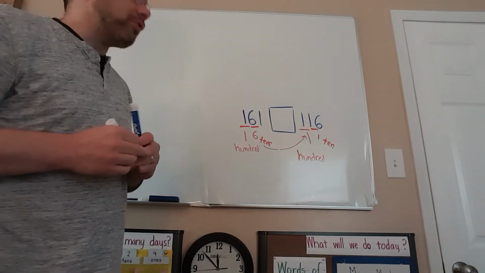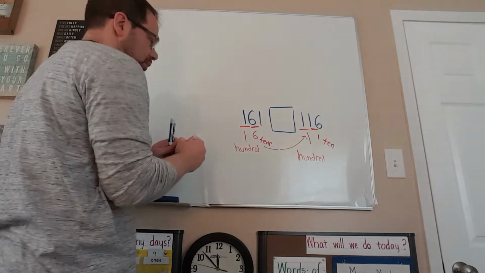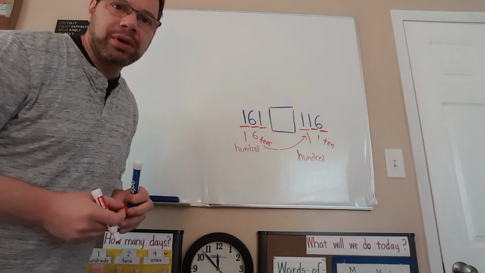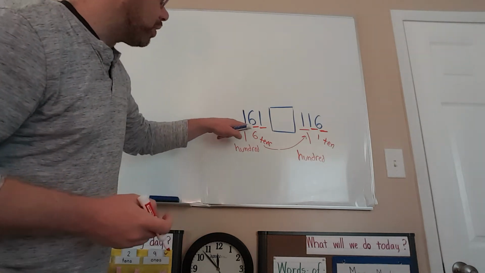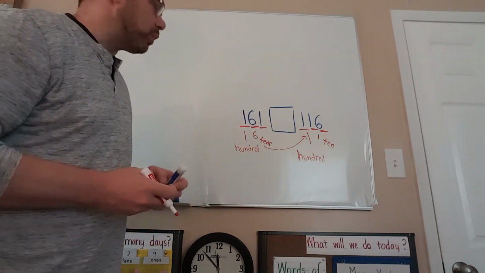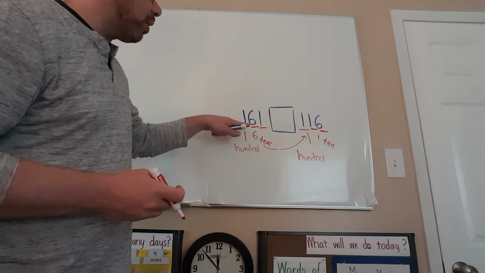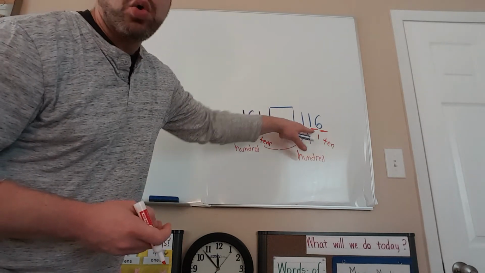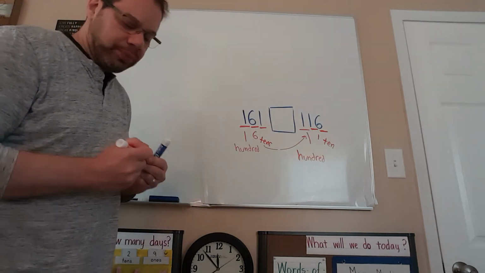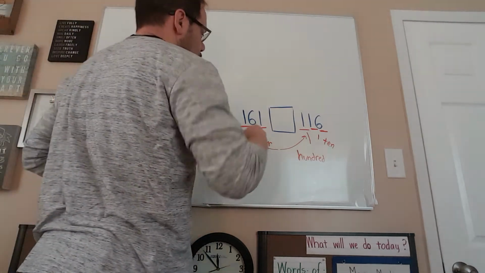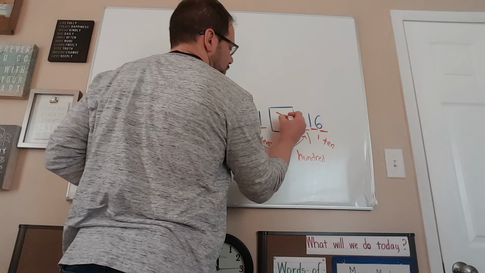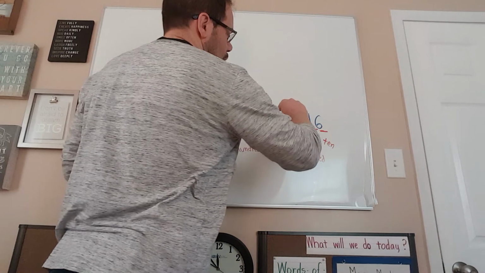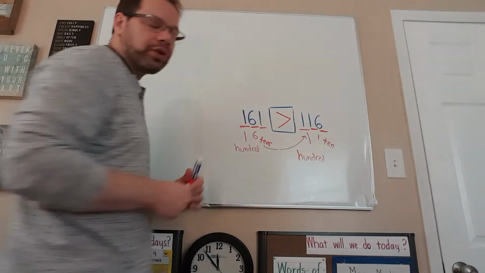Okay? There's no need for us to go farther. There's no need for us to go to the ones column because the tens column is giving us the answer we need. They both have 100, but when we go to the tens column, this one has 6 tens, this one has 1 ten. So what we're going to do is say 161 is greater than 116.